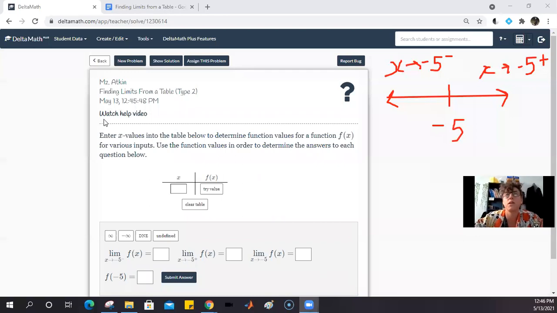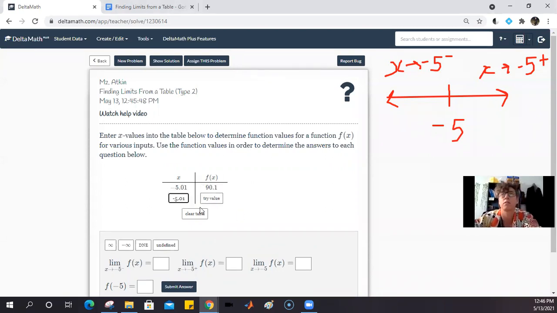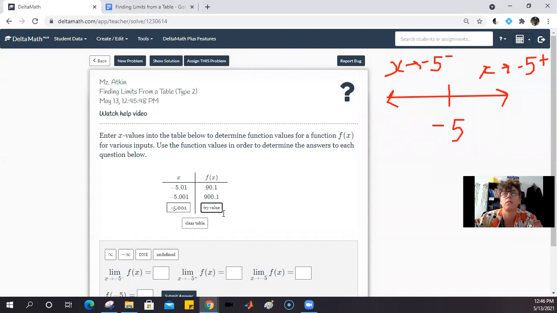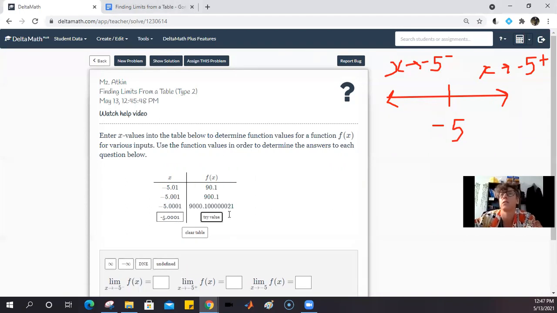Okay, let's do another question. Same idea. This time our number of interest is -5. Let's look at approaching -5 from the left, so slightly more negative. So let's plug in -5.01. Let's try it. I get 90. All right, let's get a little closer. 900. Let's get even closer. 9,000. What? Let's plug in a bunch of numbers here.